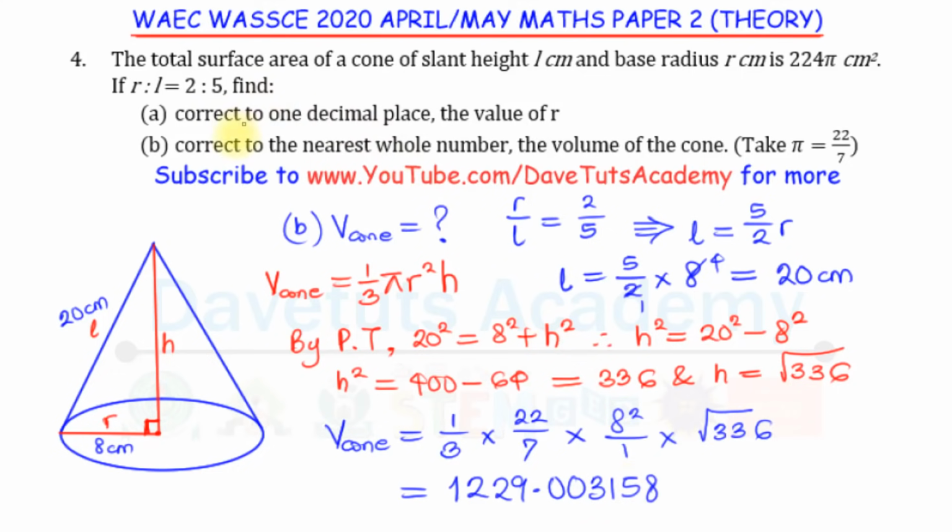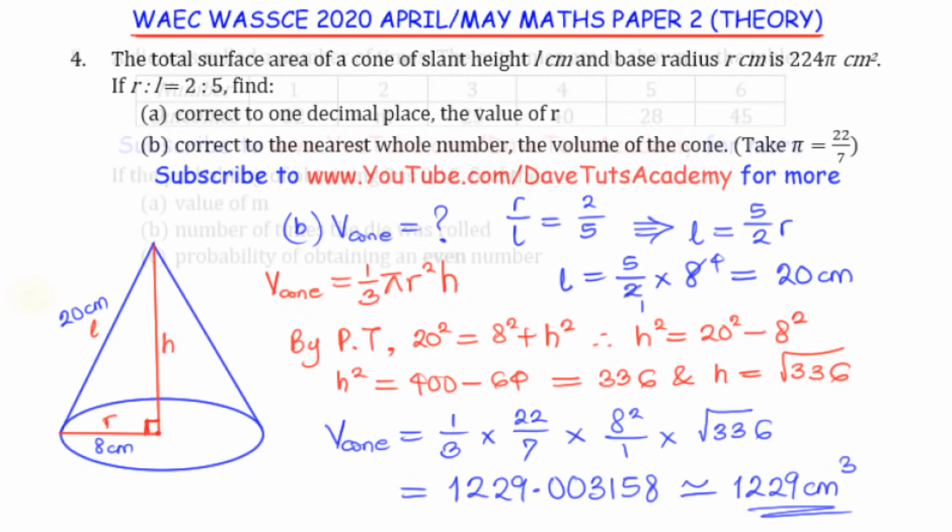Now, if you look at the question, we are asked to find this correct to the nearest whole number. So, if you want to just use the nearest whole number, we won't be using any of the decimal places. So, the volume of the cone is 1229 centimeter cube. Don't forget to put your unit. That will earn you your full mark. And with that, this particular question we have correctly solved and we are done with it.